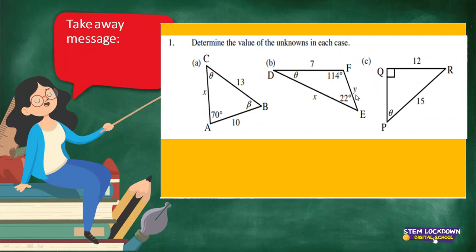How do you find y? You say y over sine theta is equal to 7 over sine 22. Or you can say sine theta, whatever the theta is. Remember, you can get theta by subtracting these two from 180. So sine of theta over y is equal to sine of 22 over 7. From there, we cross multiply and find our y.